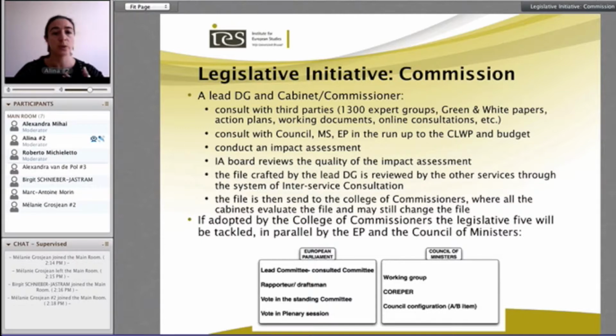So what's crucial here is the so-called inter-service consultation, where basically different Commission services are consulted on the legislative proposal in question. What's also crucial is that the Commission also consults with third parties, interest groups, and this is really important because this is where actually the Commission receives information of what the crucial questions are with regard to the subject matter in the area, or what problematic areas there are that need to be dealt with.